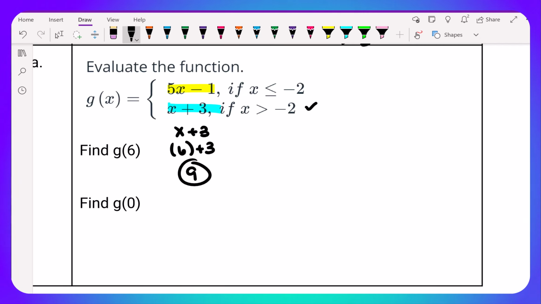All right, let's figure out where 0 belongs. 0 belongs up here. No, it doesn't. It still belongs up here in this greater than. So I'm still going to use x plus 3. So that 5x minus 1 is useless. 0 plus 3 gives me 3. That's it. That's all you got to do.